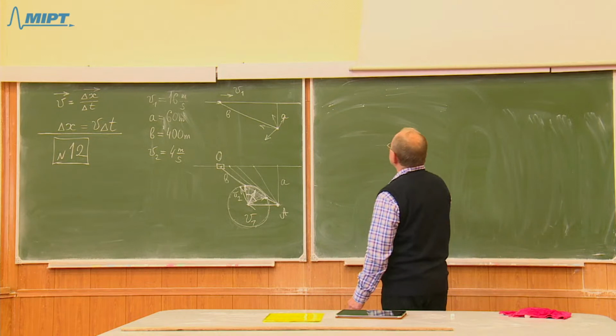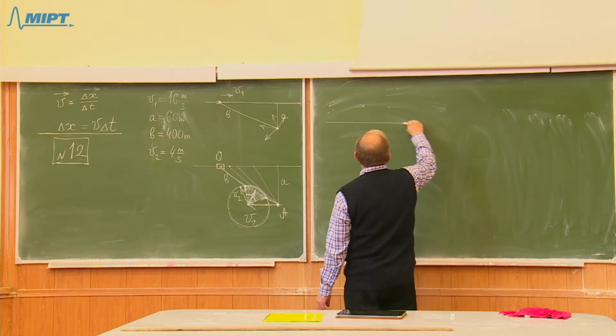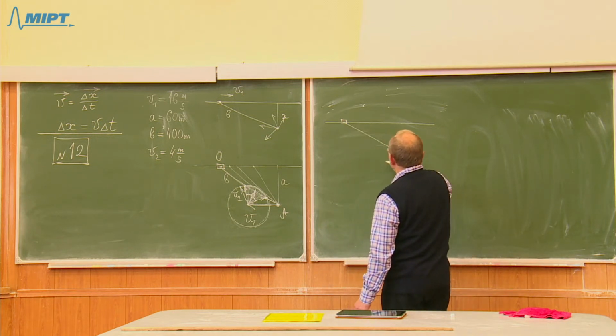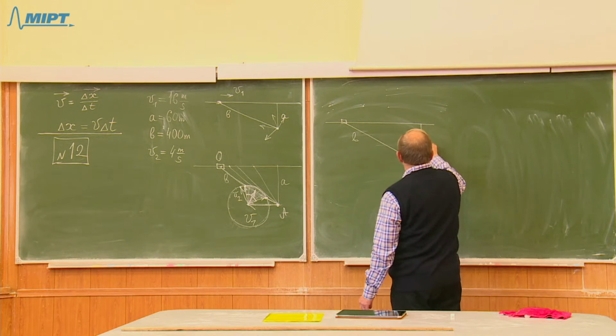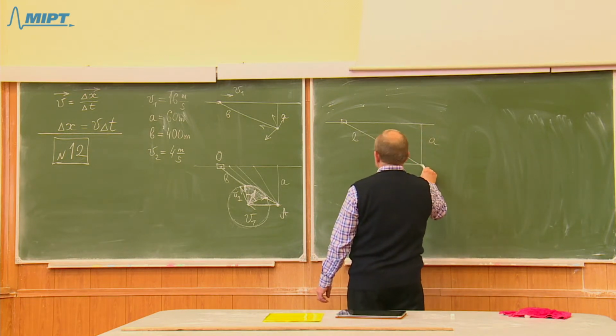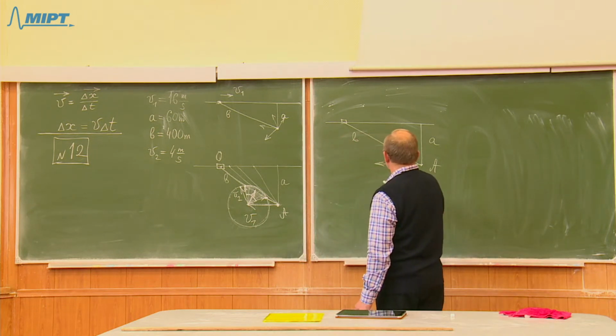In order to find it, in order to calculate it, I will draw this picture again, no problem. So this is B, and this is A, and this is point capital A, and this is vector V1.